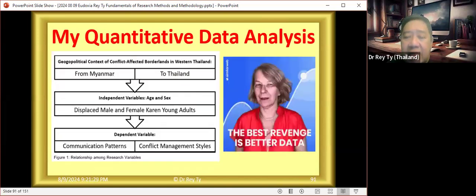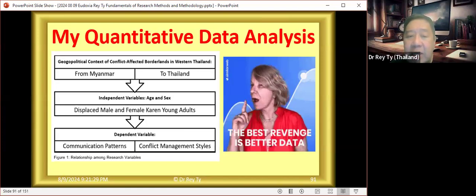But for the inferential data analysis, I have independent variables, age and sex, and dependent variables, communication pattern and conflict management style. So to what extent does age affect communication pattern? To what extent does sex affect communication pattern, etc., etc.? There are four things going on at the same time. Two independent variables, age and sex, and dependent variables, there are also two, communication pattern and conflict management style.